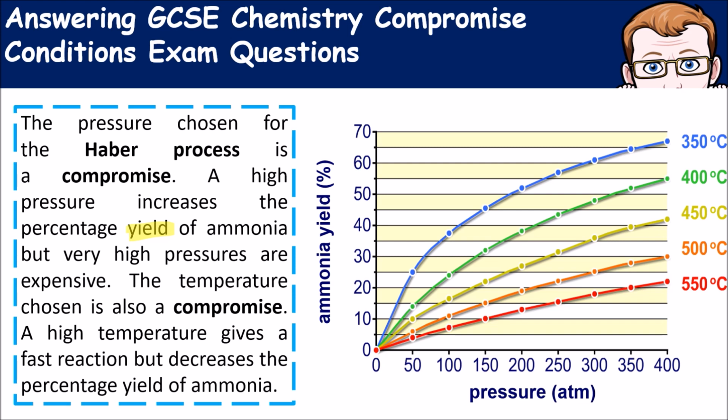We can see here that we've got the pressure increasing. As the pressure increases, the yield of ammonia increases. You can also see that we've got different temperatures it's being done at. The best temperature for yield would be 350 degrees. However, that would slow down the rate of reaction. So a compromise of 450 degrees at 200 atmospheres is used.